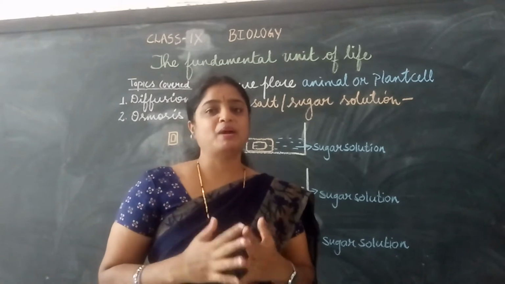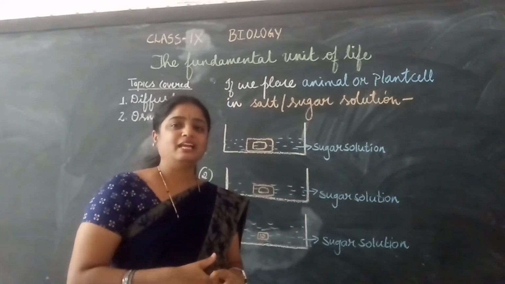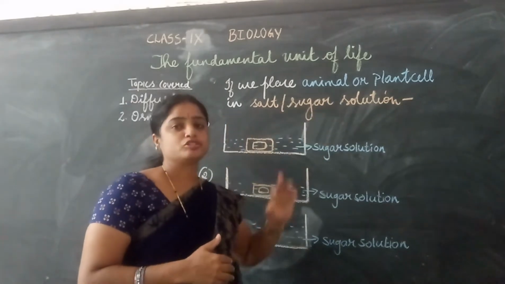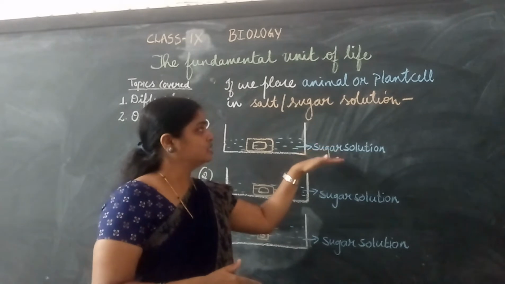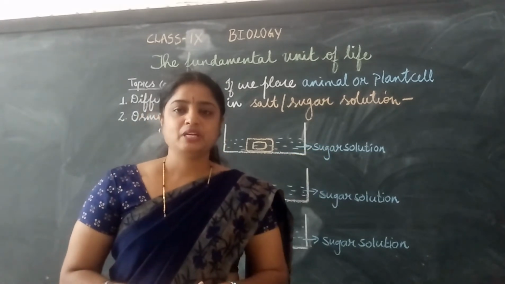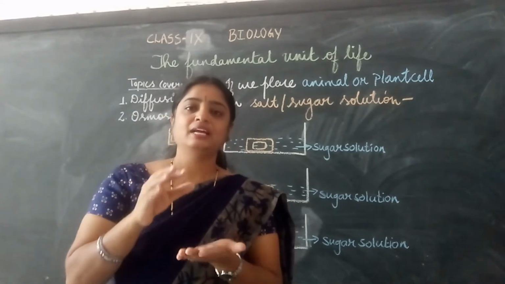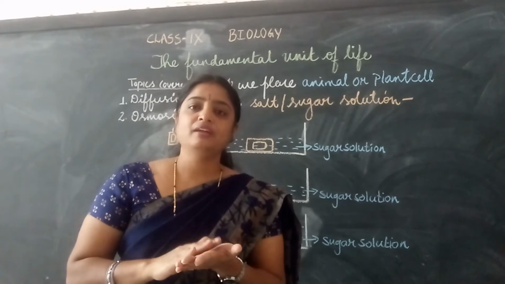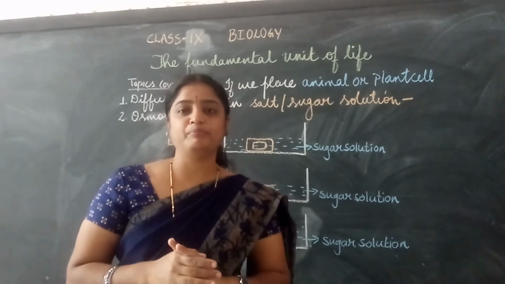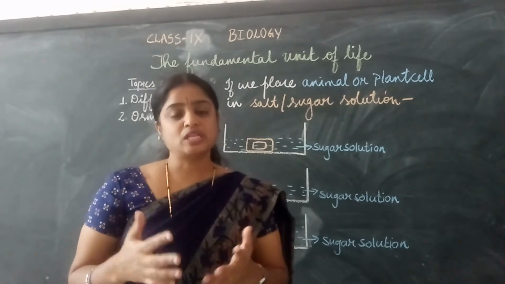Just imagine that we are placing an animal cell or plant cell in a salt or sugar solution. We call this salt or sugar solution a medium. So we are placing an animal cell or plant cell inside a sugar solution or salt solution. So what happens? Three things can happen. Which are those three things?